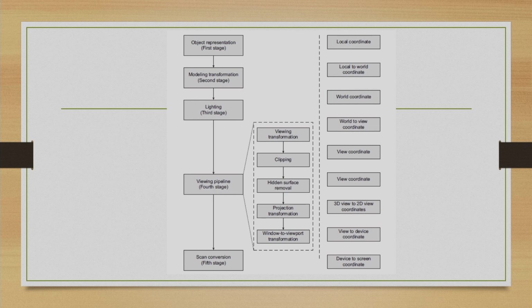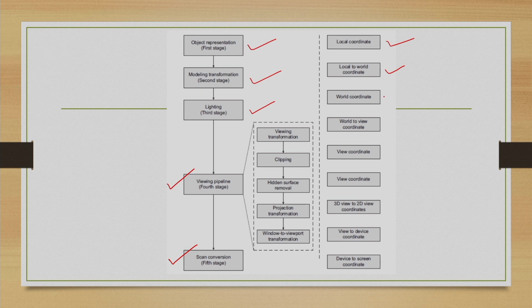There are 5 stages as shown here: object representation, modeling transformation, lighting, viewing pipeline and scan conversion. And also it may be recalled that each of these stages work in a specific coordinate system. For example, object representation works in local or object coordinate system. Modeling transformation works in local to world coordinate system. It is basically a transformation from local coordinate to world coordinate system.